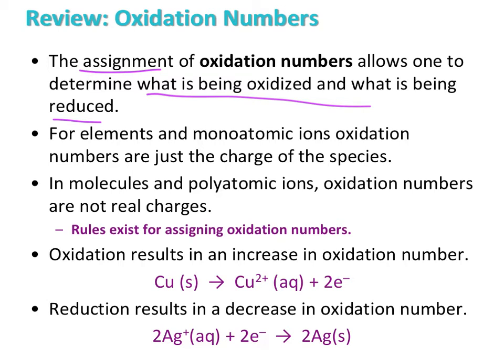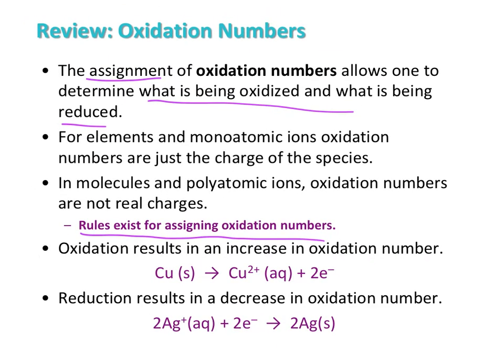For oxidation numbers, it's to be able to see what got oxidized and what got reduced. So we have rules that we can use to determine the oxidation number of an element. We're going to go through those rules and we're going to practice. I know that was a long explanation, but it's just to set that up for you. So yes, there are rules that exist for assigning these oxidation numbers.